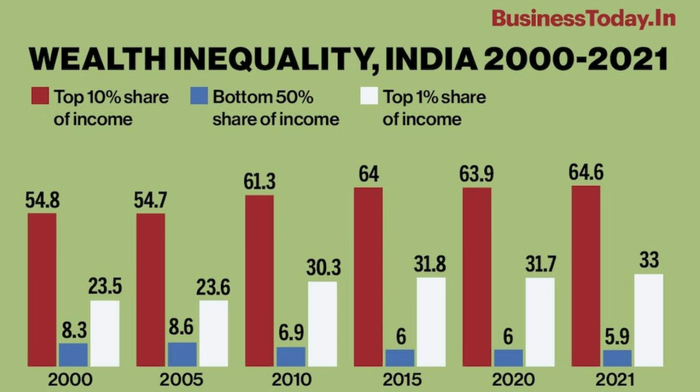Bottom 50% share of income, the wealth share for this group has remained relatively stagnant, indicating little to no growth. The chart highlights the growing economic disparity, with the wealthiest segments of the population accumulating more wealth, while the bottom half sees minimal change. This data underscores the issue of wealth inequality in India.